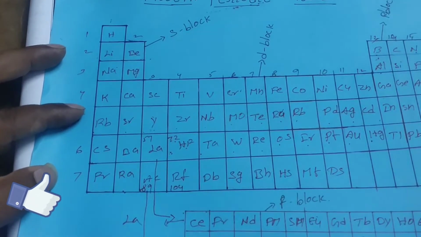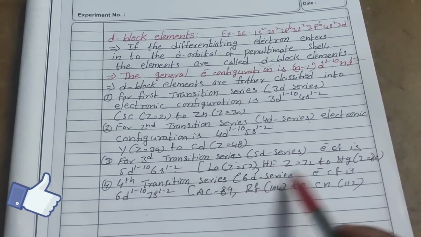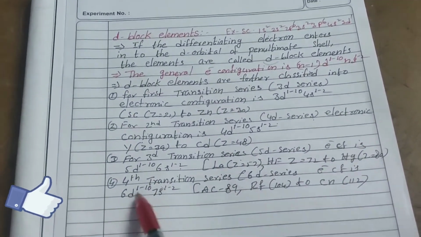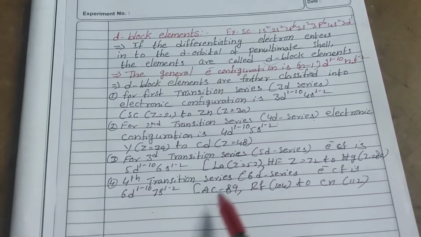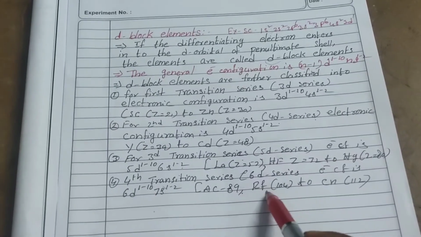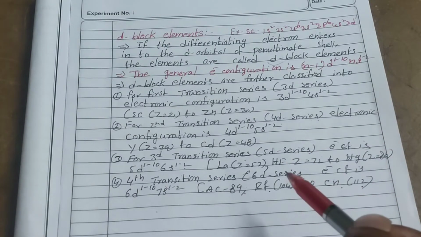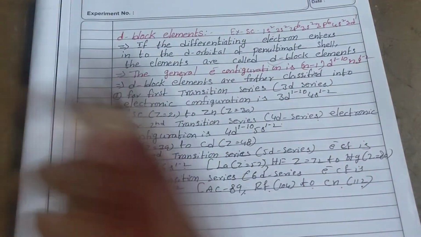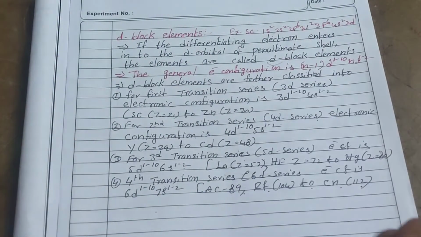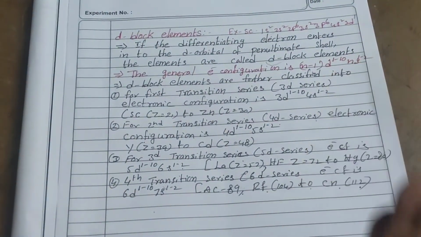80. And next one is the fourth transition series, which starts with the electronic configuration 6d 1 to 10 7s2. So here, actinium with atomic number 89 and rutherfordium up to copernicium, atomic number 112, that is the 6d transition series. So d block elements are located between the s block and p block. Most of the d block elements are metals and solids at room temperature, except mercury.